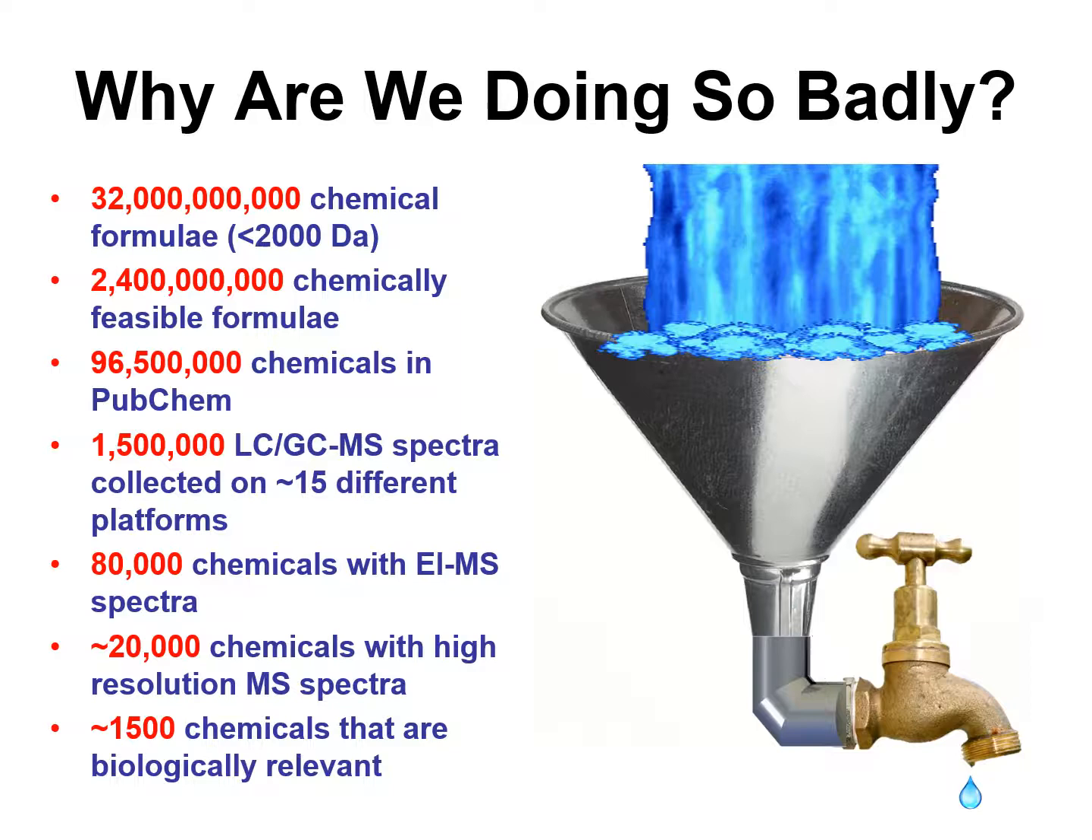Especially with general metabolomics, human metabolomics, exposomic studies. Well, for one, there's an enormous chemical space out there. We know just from simple chemical formula comparisons that there could be potentially up to 32 billion compounds that would be potentially metabolites. Of those, if we use information about valency and sort of a natural state of things, perhaps 2.5 billion compounds are chemically feasible. Of course, in PubChem, there's almost 100 million compounds.